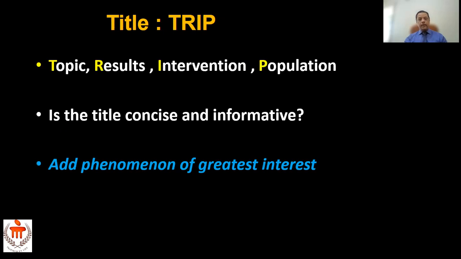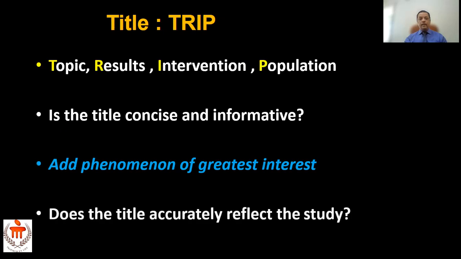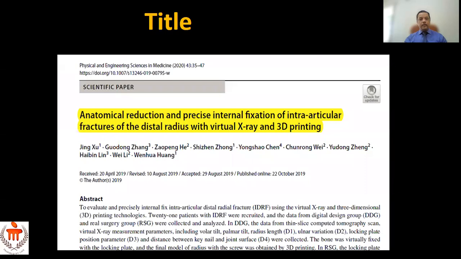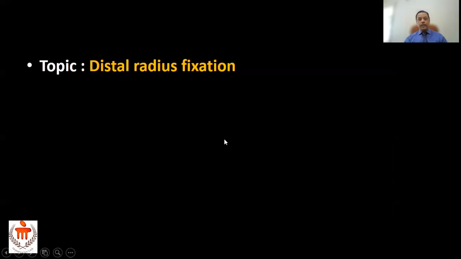Population, of course, generally we don't really mention in terms of human subjects, but if it is involving any animals, then you specifically have to mention the population and whether your title accurately reflects the study or not. So this is an example of a title which runs as anatomical reduction, precise internal fixation, of intra-articular fractures of the distal radius with virtual X-ray and 3D printing.